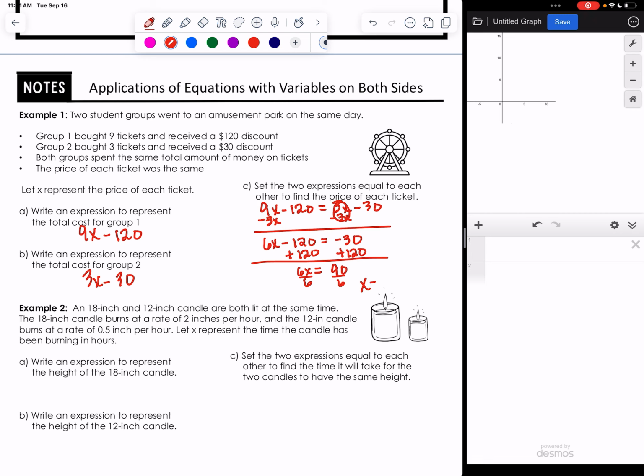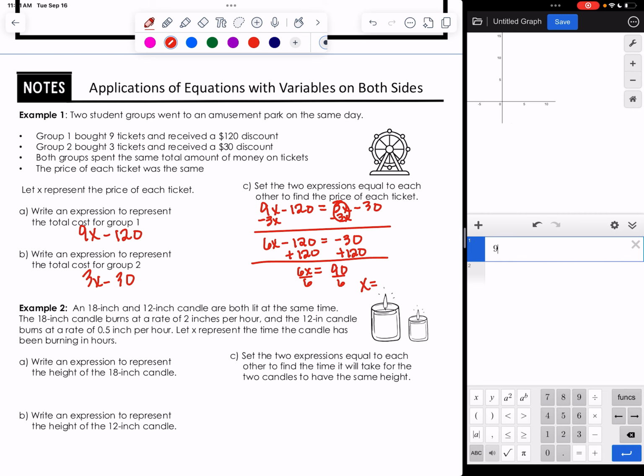So x would equal, if you need to, you can use your calculator to figure that out. 90 divided by 6, that's not a fact most students know. And this would give us the price of each ticket. So each ticket was $15.